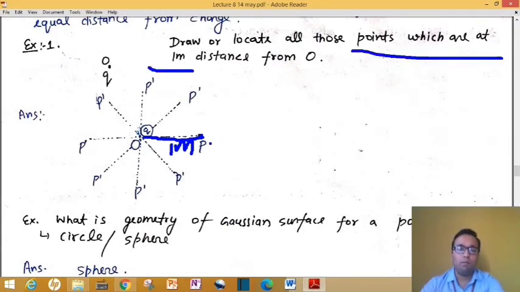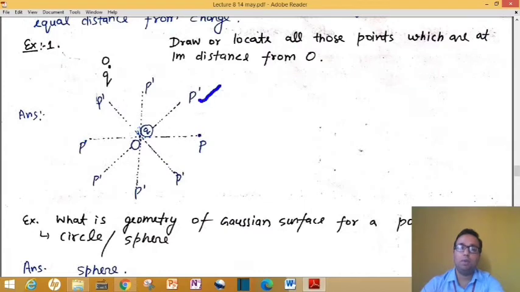Now what we will do, we will make mirror images of P, which should be located at the same distance. The first image is this one, P dash, and it is again at a distance of 1 meter. The second is again a new P dash, this is also a mirror image. Why mirror image? Because it is at a distance of 1 meter from this charge. One more point can be drawn like this, again at a distance of 1 meter. How many points can you make? You can make many points.